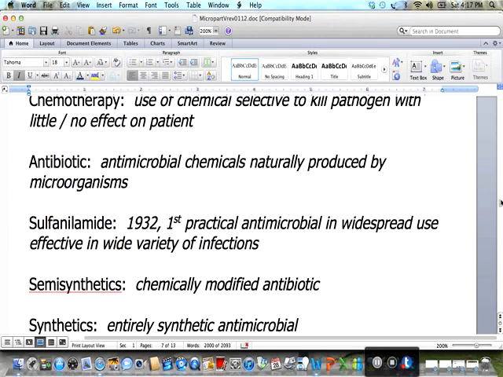Antibiotics are antimicrobial chemicals which are naturally produced by microorganisms. In 1932, sulfonamide was the very first practical antimicrobial put into widespread use. It was effective in a wide variety of infections. The semi-synthetics are chemically modified antibiotics, and the synthetics are entirely synthetic antimicrobials.